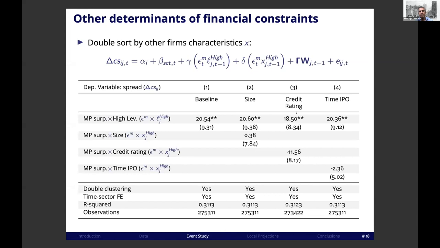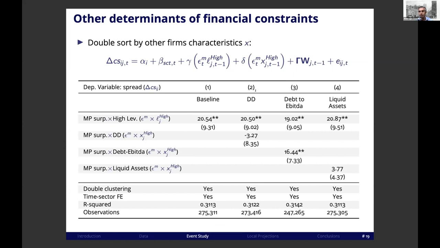And what you can see here, which I really find interesting, is that the coefficient on leverage keeps on being significant, but most importantly, the magnitude of this coefficient is relatively stable across specifications. And this is true across many different proxies for financial constraints. And let me stress especially this one, column two in this table, which is the distance to default measure. So this is basically saying that for firms that have similar distance to default, leverage is still a relevant variable that leads to a differential response of credit spreads to a monetary policy surprise.